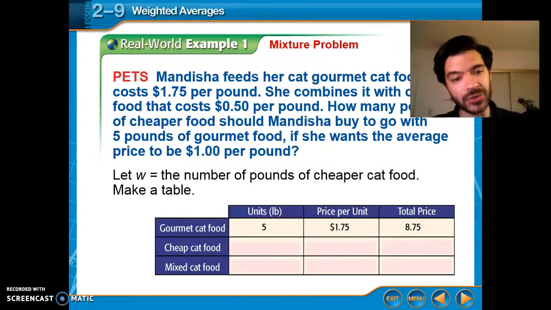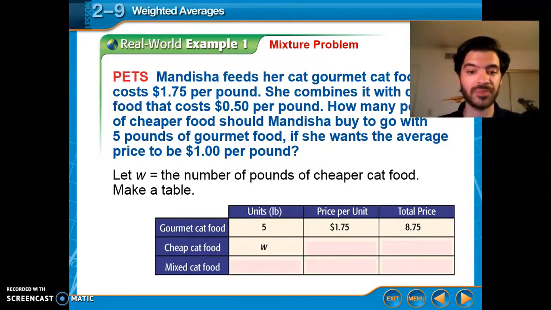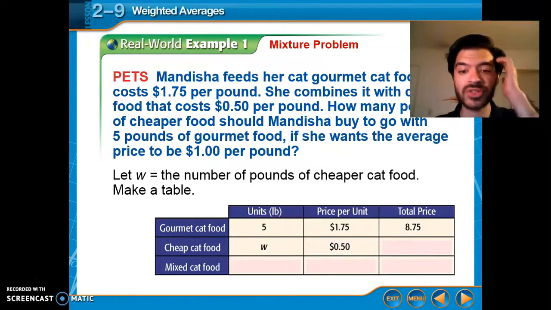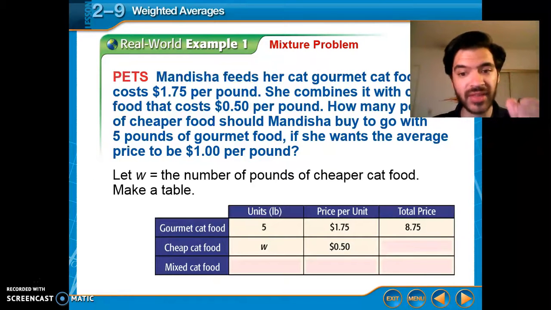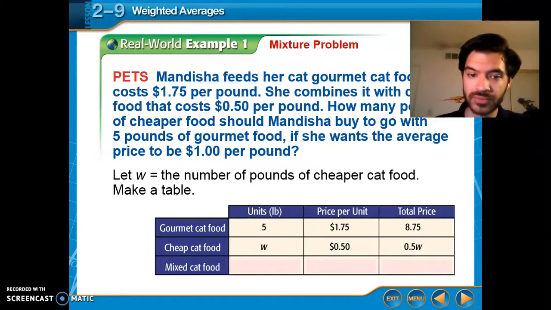Let's look at the cheap cat food. Do we know how much? Nope, that's our variable, W here. But we do know the price per pound. The price for each pound of cheap cat food is 50 cents. So now we have that. We multiply that together and we have 0.5 W for the price of the cheap cat food.